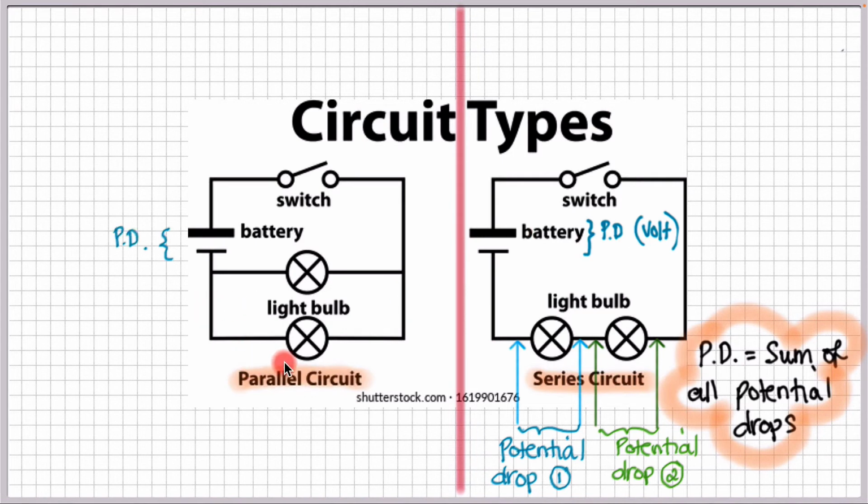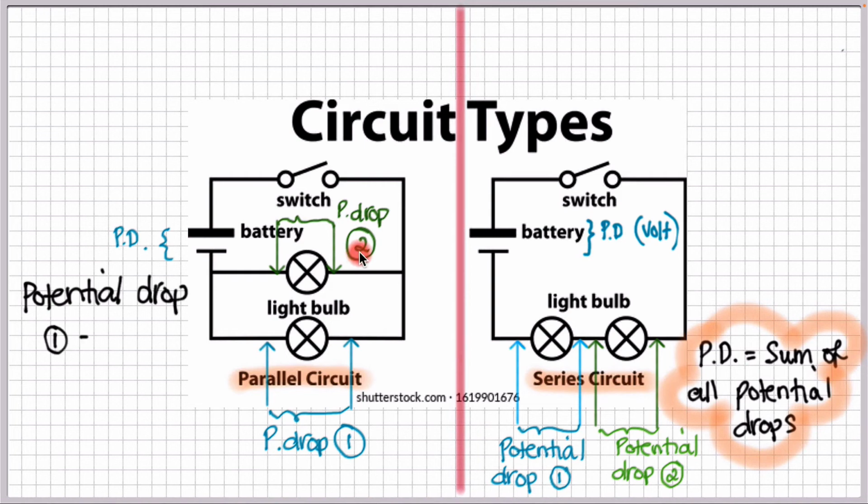On the other hand, we have a parallel circuit, and if we're considering the potential drop across each of these resistors, so potential drop 1, potential drop 2, what we find this time is that for the resistors that are wired in parallel, the potential drops are equal. So the potential drop across here is the same as the potential here, and the potential drop here is the same as the potential here.